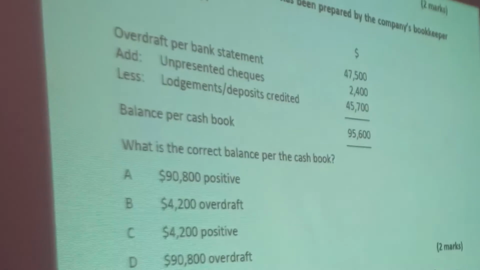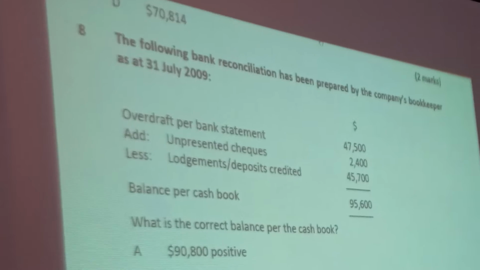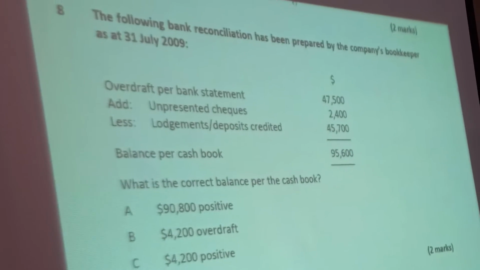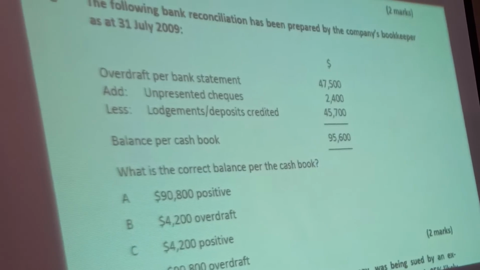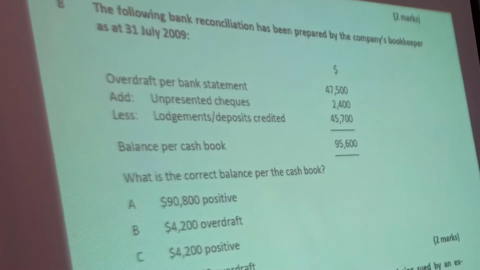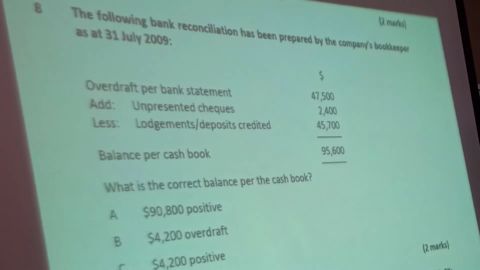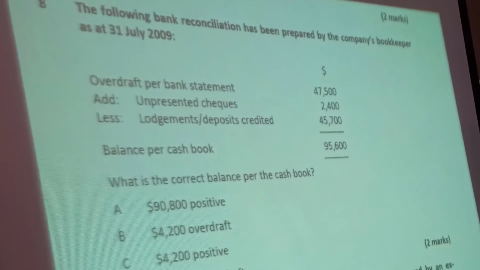Number 8, bank reconciliation. Bank reconciliation. Now, on bank reconciliation, guys, remember what I always say, I want the revision to be effective.